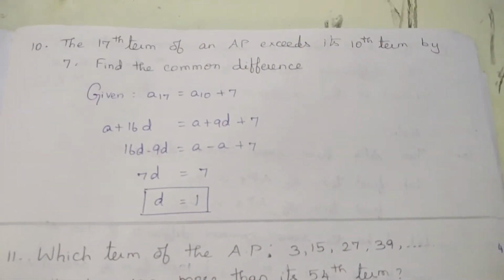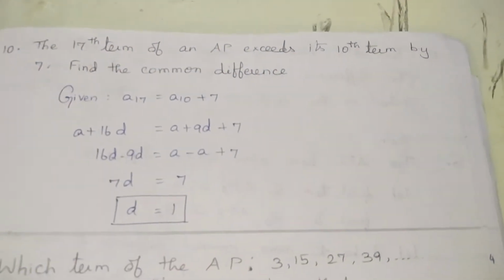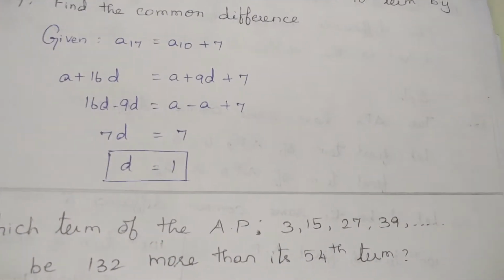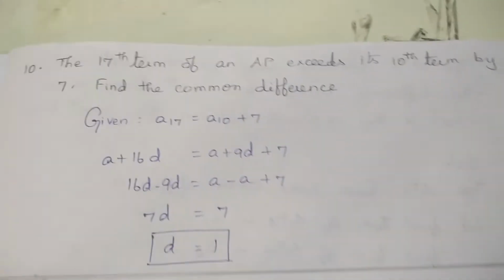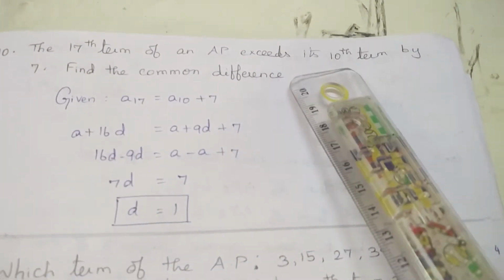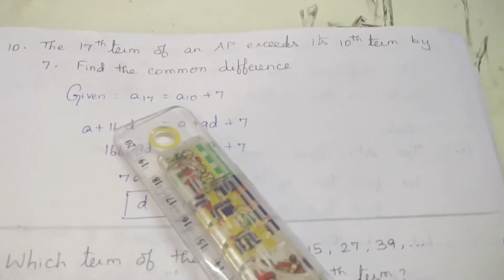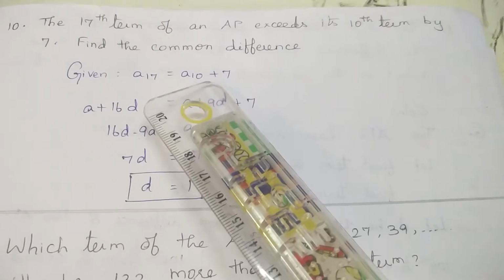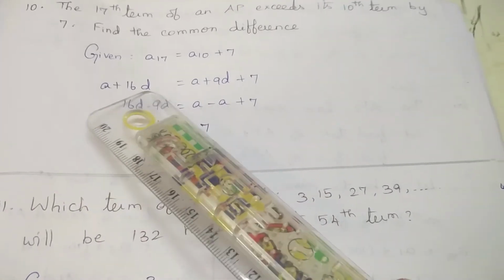The 17th term of an AP exceeds its 10th term by 7. Find the common difference. Given: the 17th term of an AP, A17, exceeds its 10th term by 7. So the 10th term means A10, and exceeds means plus 7. So in the formula, you have to write a plus n minus 1 into d.